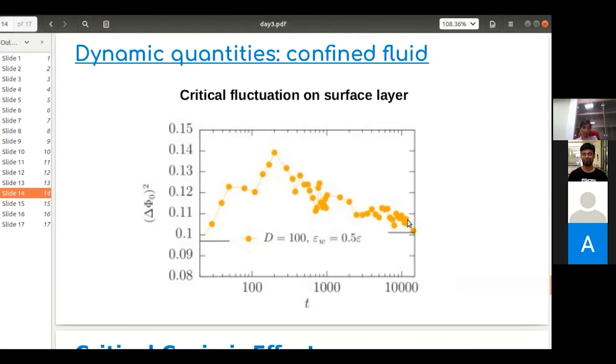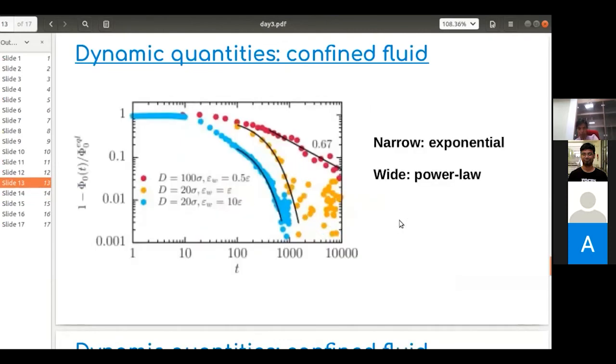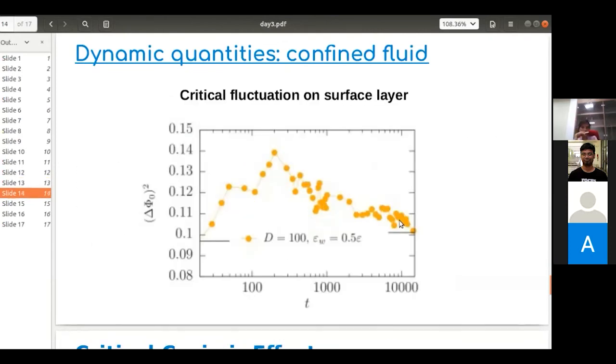And if you compare this time, this 10,000, to the plot which I showed you before, you can see that the time after which the fluctuations have more or less reached a plateau is the same time when the order parameter profile has also more or less reached the plateau.